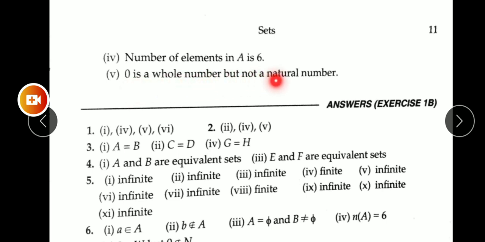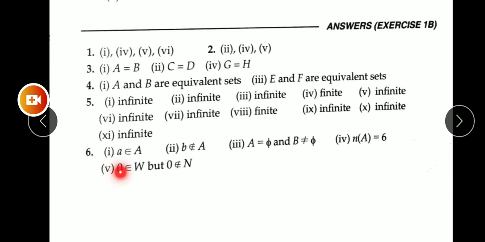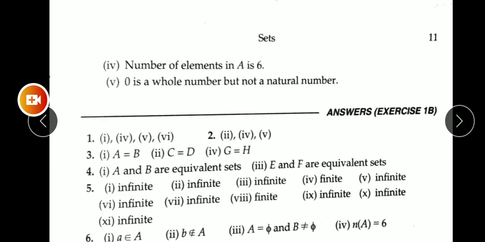0 is a whole number but not a natural number. If you know this answer, you need to write how this is a whole number. 0 is a whole number but not a natural number. Write how and why.